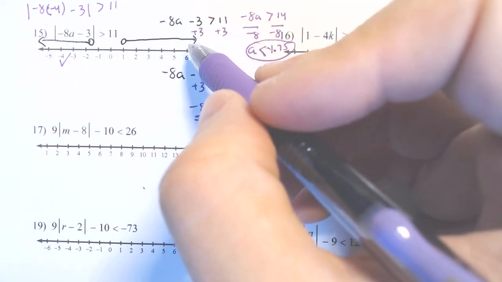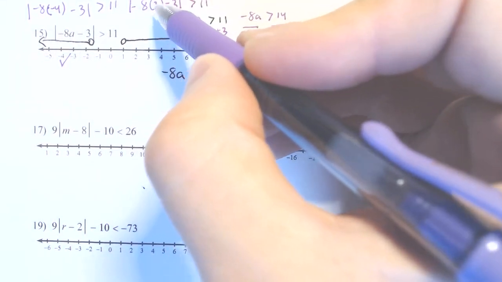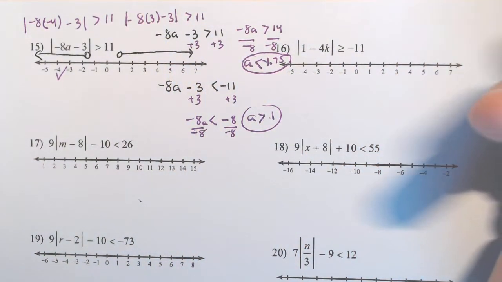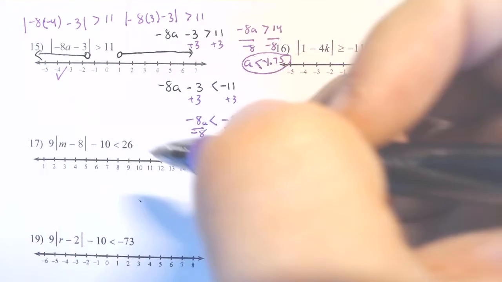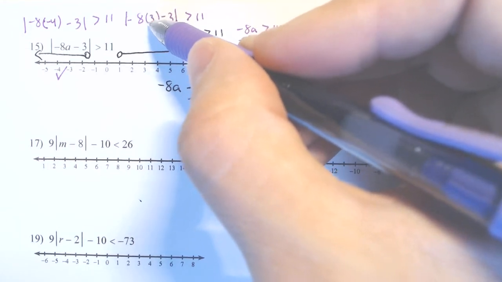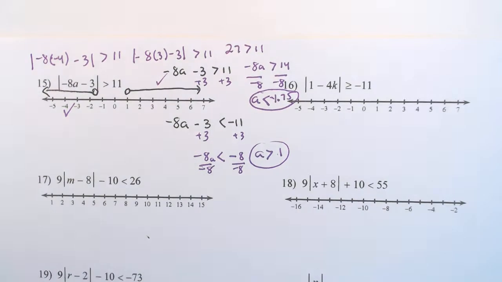So a number bigger than 1, that could be 3. Why not? Negative 8 times 3 minus 3. The absolute value of that has to be greater than 11. Well, negative 8 times 3 is negative 24. Negative 24 minus 3 is negative 27, which is negative, but the absolute value of negative anything bounces to a positive. The absolute value of negative 27 is 27. And last time I checked, 27 is greater than 11, so that worked as well.